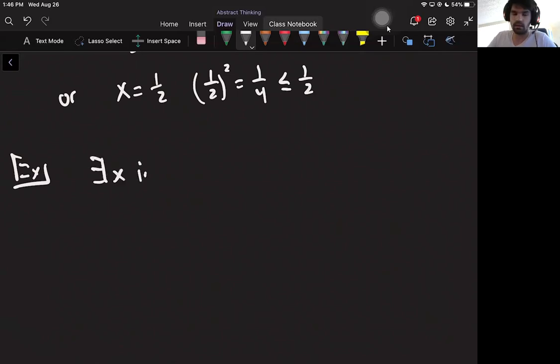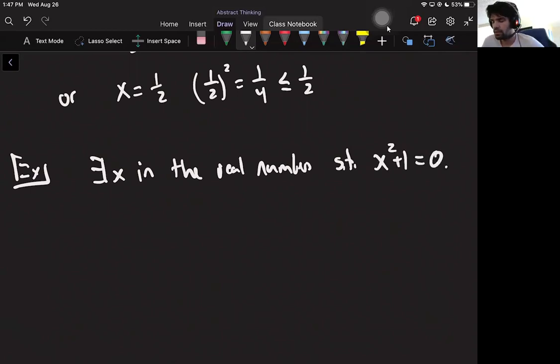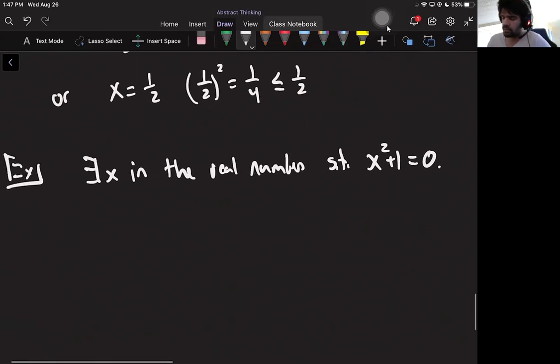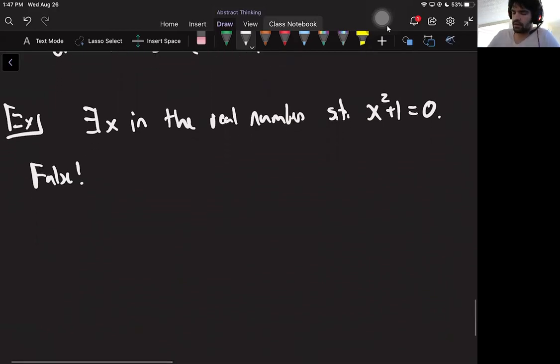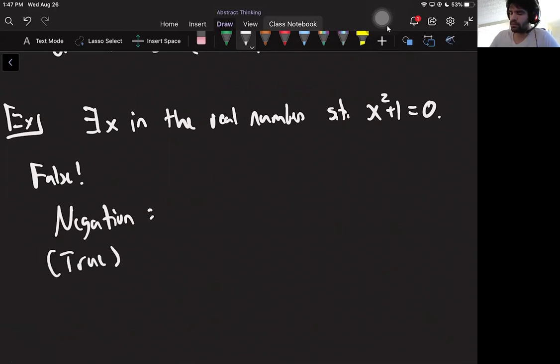There exists an x in the real numbers such that x squared plus 1 equals 0. So right off the bat, I will tell you that this one is false. And it's because the only solution to this guy involves imaginary numbers, not real numbers. So you have to think about i. So that's why it's false. So let's look at the negation, because the negation will be true just because it's the opposite of a false statement.